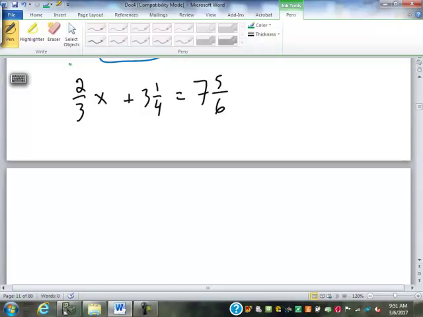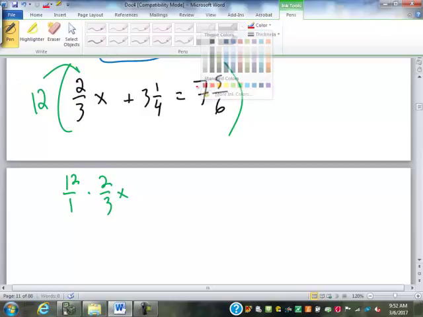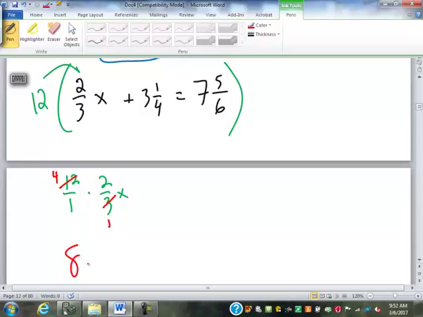What did you come up with for a common denominator for 3, 4, and 6? 12. So if we multiply this whole equation by 12, it'll eliminate the fractions. So we're going to do 12 times 2/3 x. I'll write that as 12 over 1 times 2/3 x. 12 and 3 cancel out, giving me 1 and 4. So 4 times 2 is 8x.